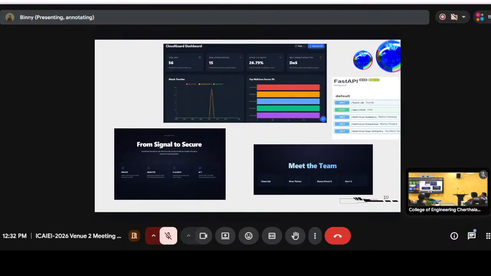So in this log, 26.79% of the traffic is attack traffic, and the rest is normal. The most common attack type is the DoS attack, and we are also showing two charts: the attack timeline chart and the top malicious source IPs from which the attacks are coming. In our attack timeline, we also have a threshold which classifies the attack as high severity, medium severity, or low severity, so that this helps the administrator to check on the attacks in a nice manner.